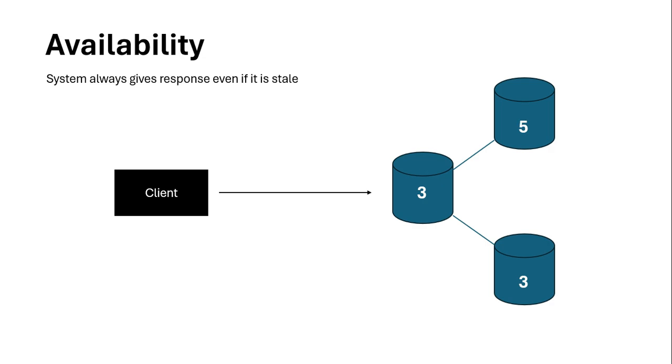Then we have availability. A system always gives a response, even if the information is stale. The basic idea here is that all the nodes should always be up. It should never be down. For example, in a social media application like Instagram or Facebook, availability is very important. Even if you are getting stale information for a few seconds, it doesn't matter. That's where availability comes into the picture. All the applications are up, and all the clients will always get a response all the time.